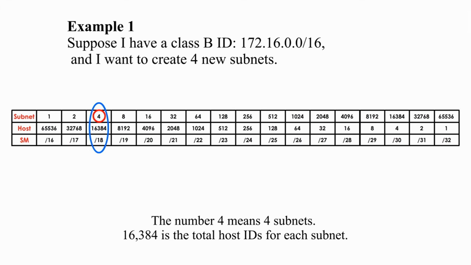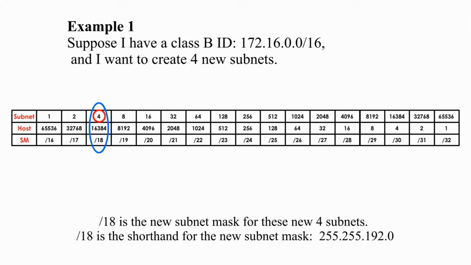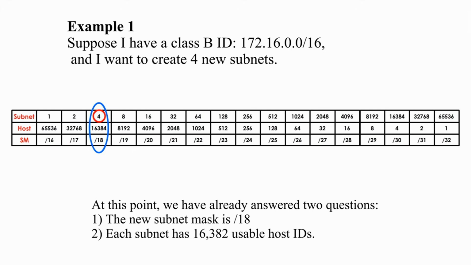16,384 is the total host IDs for each subnet. /18 is the new subnet mask, and /18 is shorthand for 255.255.192.0. At this point, we have already answered two questions. The new subnet mask is /18.